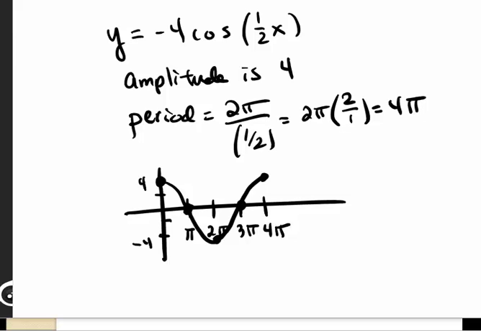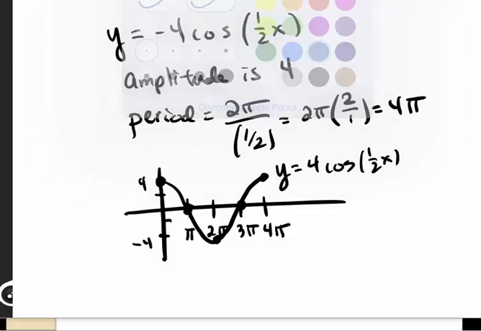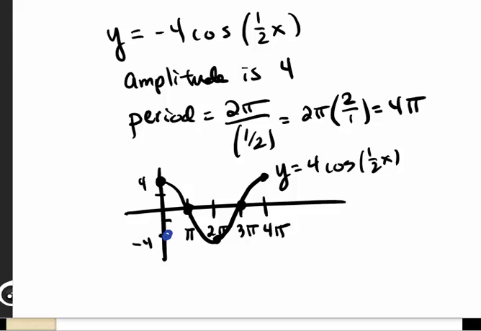We do have a negative in front. This is the graph of y equals 4 cosine of 1/2 x. If we want to show the negative, we have to do the reflection. So we change the signs of the y values. And there's y equals negative 4 cosine 1/2 x.